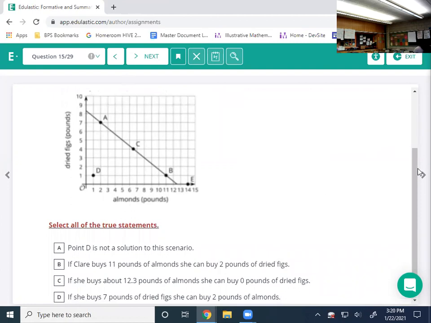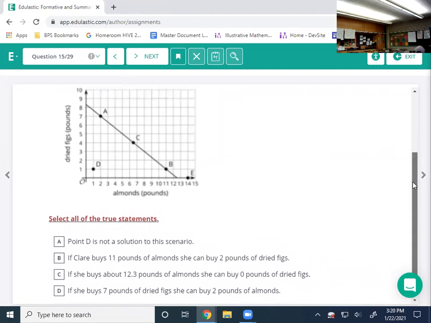We need to look at these 4 statements here and decide, are they true about this graph? Is it true? So if you look at point number 1 here, it says point D is not a solution to the scenario. Is that a true statement, Jaden?